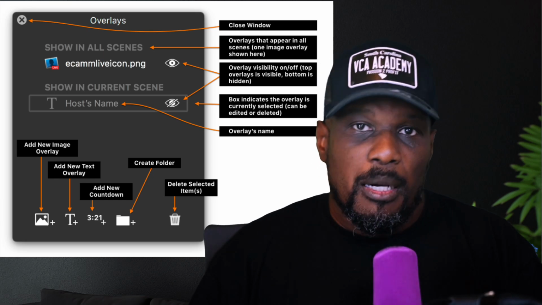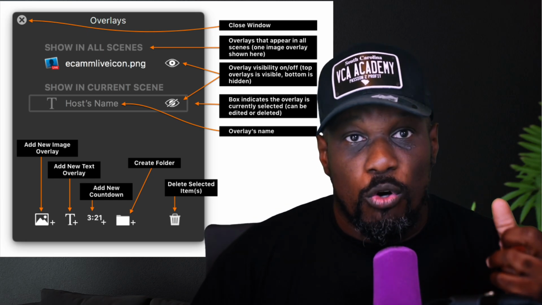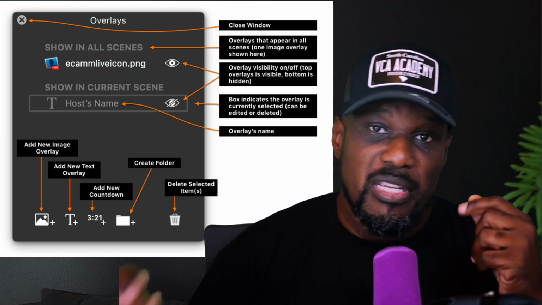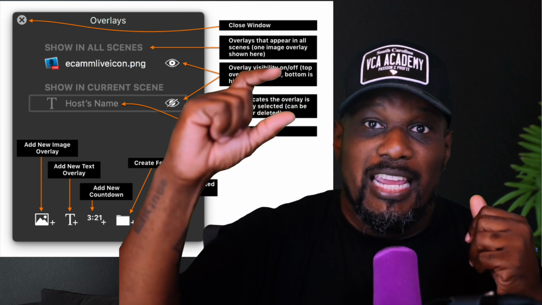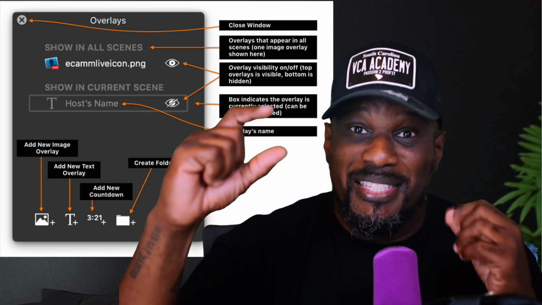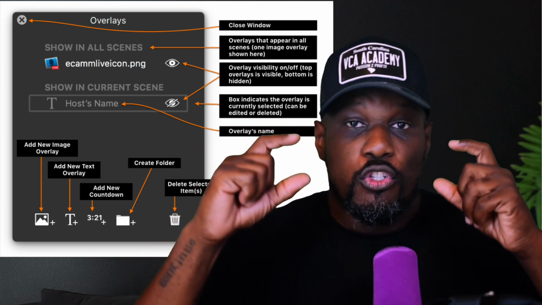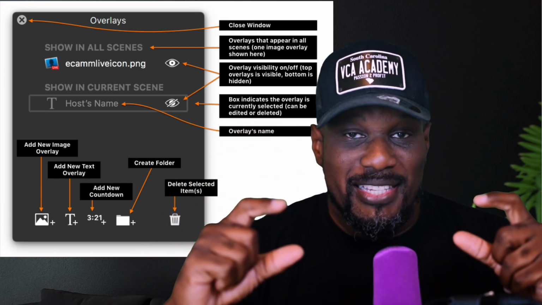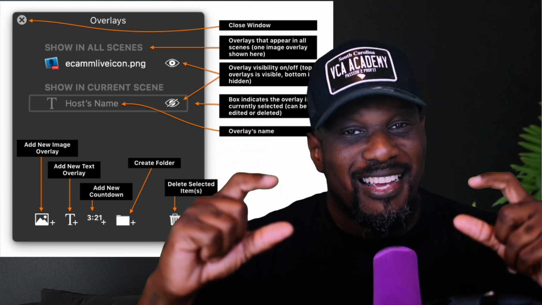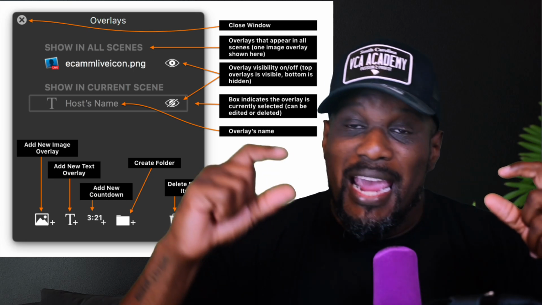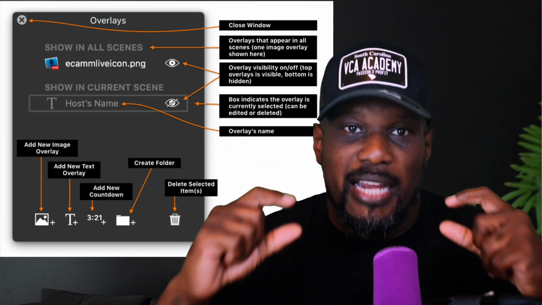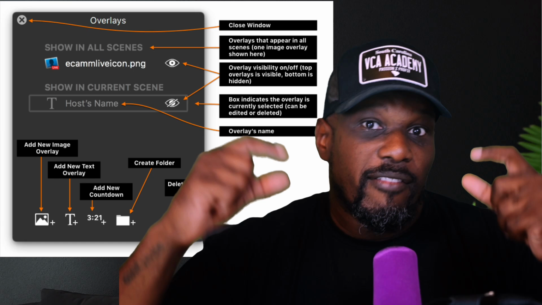Okay. So for example, it says your host name, but I want my host name to be where I am doing the training by myself, but then I go and do a scene where it's myself and a guest. Now I want my name and the guest name, right? So I'm going to put that in the current scene, not in every scene. Okay.